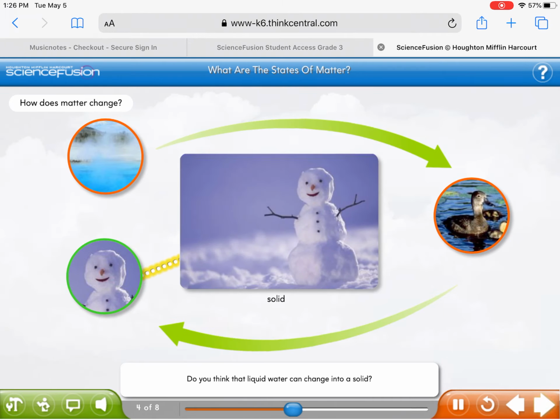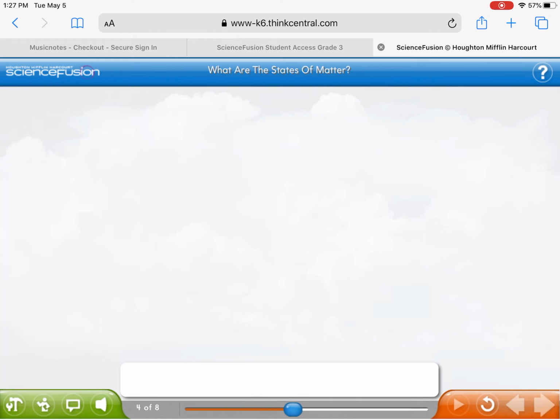Do you think that liquid water can change into a solid? If you said yes, you're right. Water freezes when it cools down to 0 degrees Celsius. As ice warms up, it melts at 0 degrees Celsius and becomes water. So those are the 3 stages of water: solid, liquid, and gas.